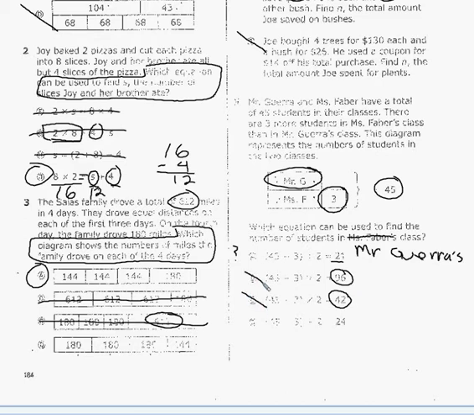Okay, we already eliminated the second one. And the last equation is 45 plus 3, and then you divide it by 2 equals 24, and that equation doesn't work either, so our correct answer choice is A.